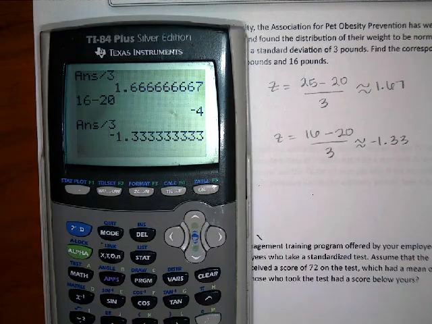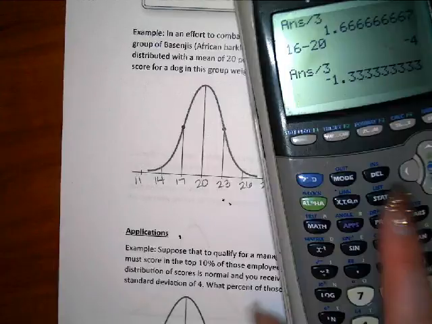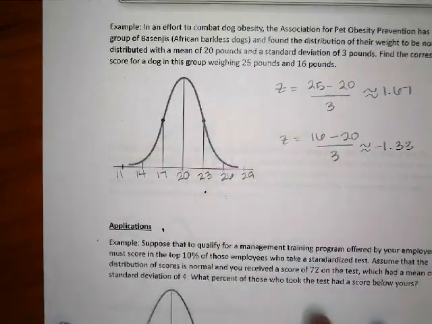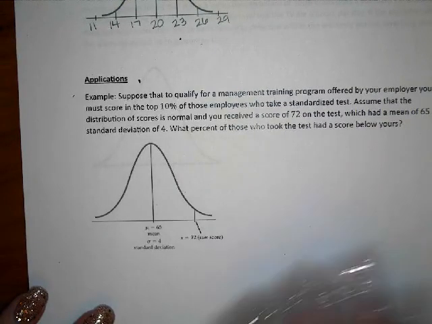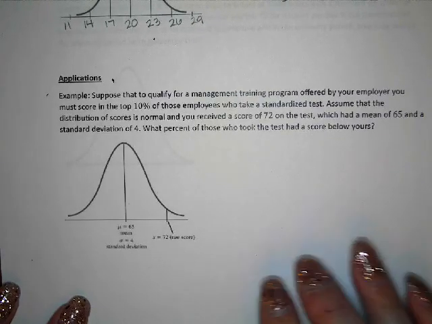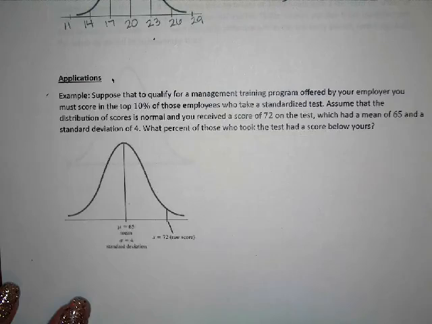All right. The next problem says, suppose that to qualify for a management training program offered by your employer, you must score in the top 10% of those employees who take a standardized test. Assume that the distribution of scores is normal and you receive a score of 72 on the test, which had a mean of 65 and a standard deviation of 4. What percent of those who took the test had a score below yours?